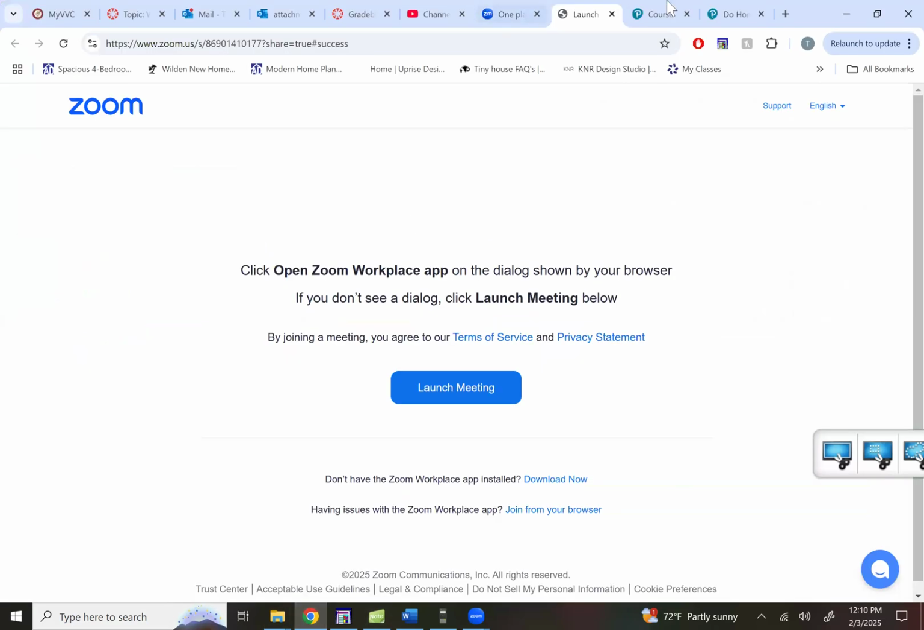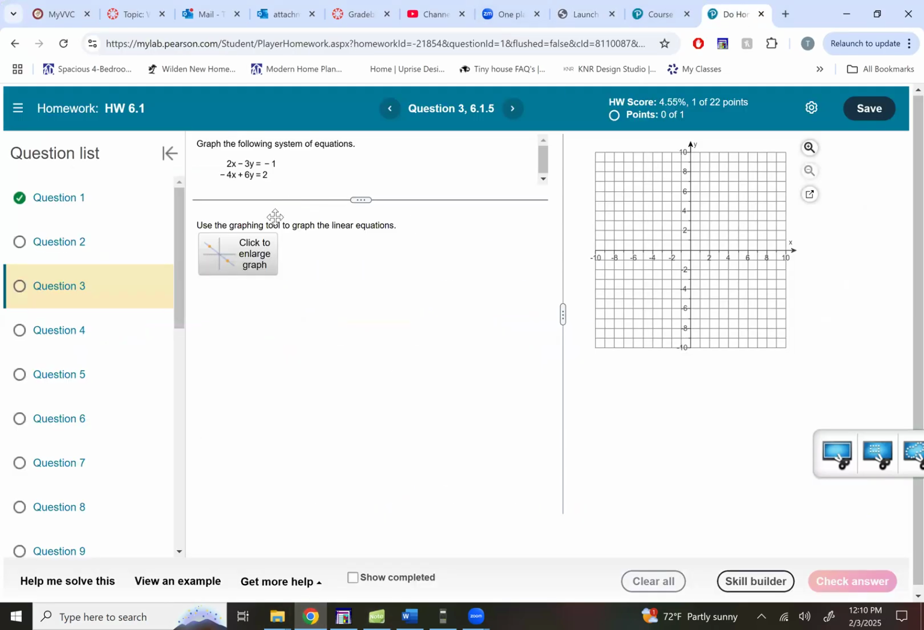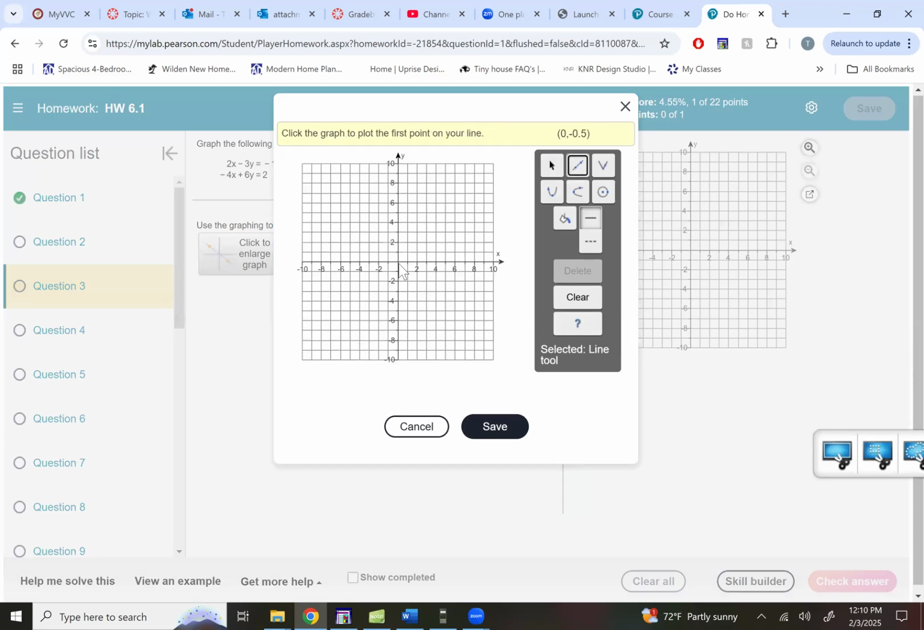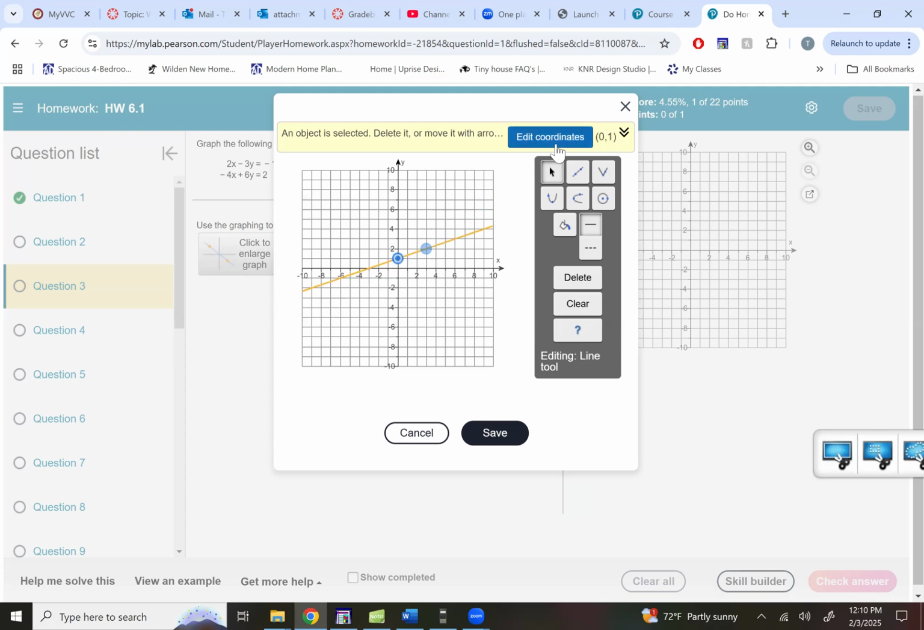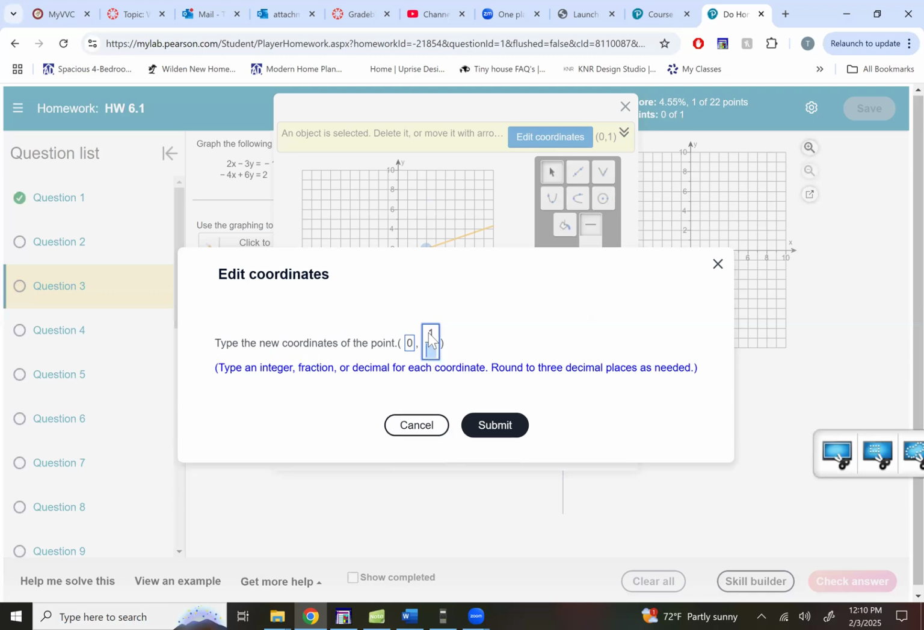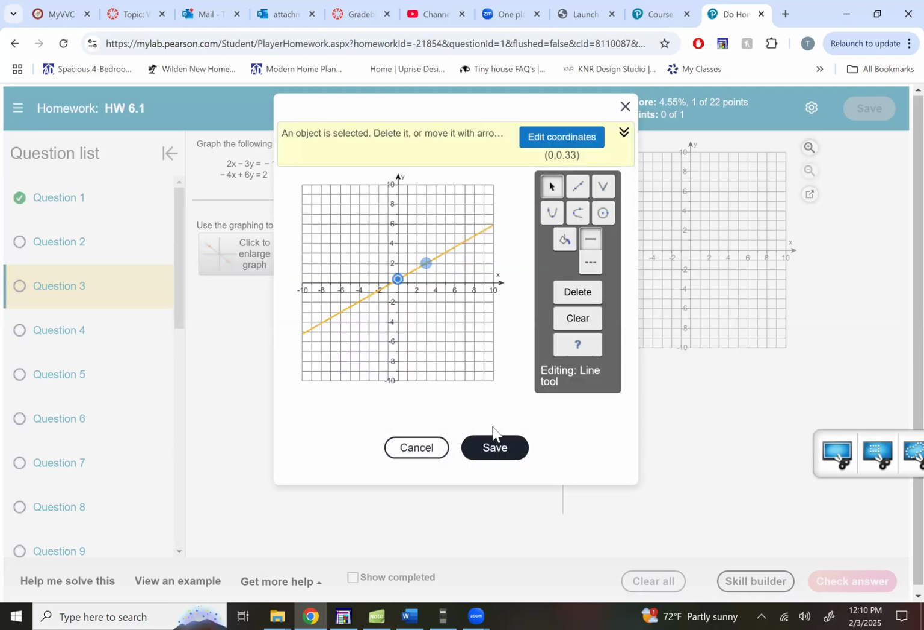Let's go in and try to graph this. It's one thing to be able to do it ourselves, and it's another thing to do it in MyLab Math. So 0, 1/3, up 2 over 3. I'm just going to put some random points here, okay? So I'm going to click on this. I'm going to edit it. It's 0, 1/3. So submit.